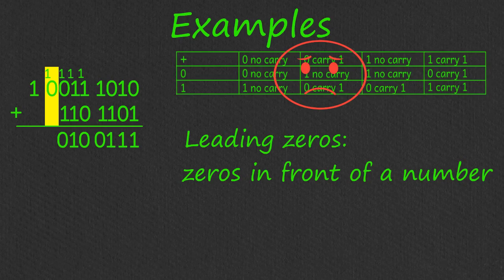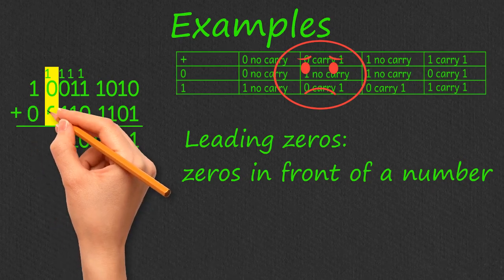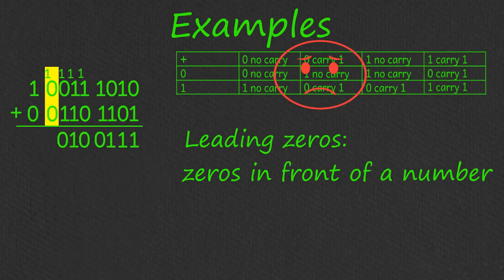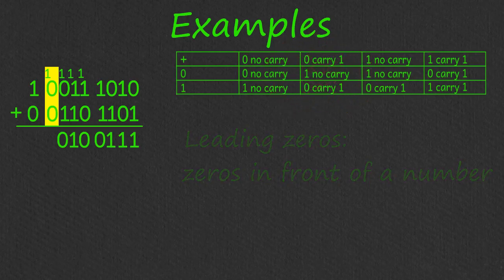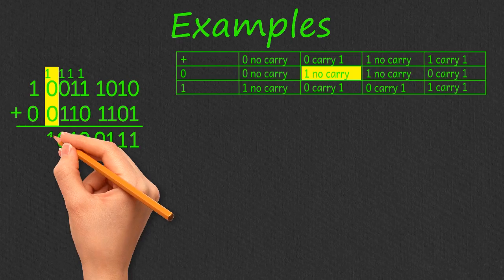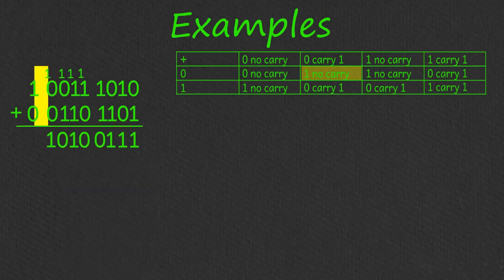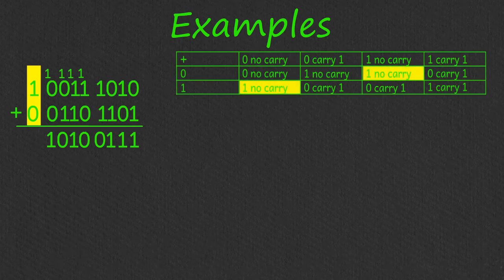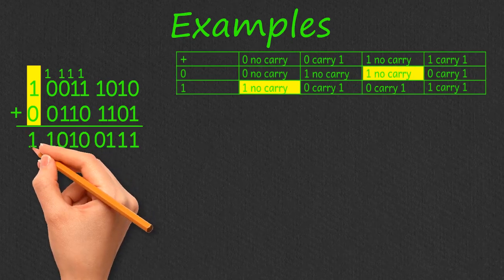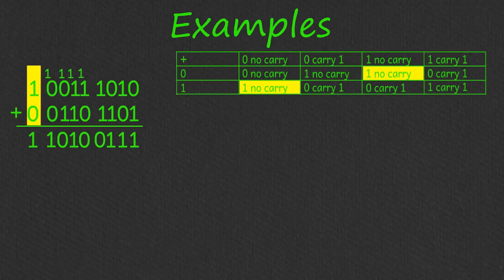In this case, we can add 2 leading zeros to our bottom number and then we can use our table as before. We add 0 and 0 carry 1, which will result in a 1 and no carry. In the leftmost place value, we have the digit 1 from our top number and the leading 0 from our bottom number and no carry. So the result will be 1. This is the same effect as if we were just to copy down the original digit 1.